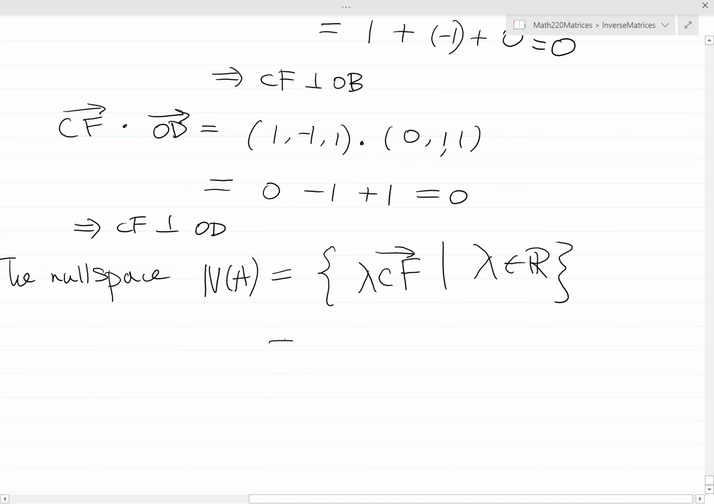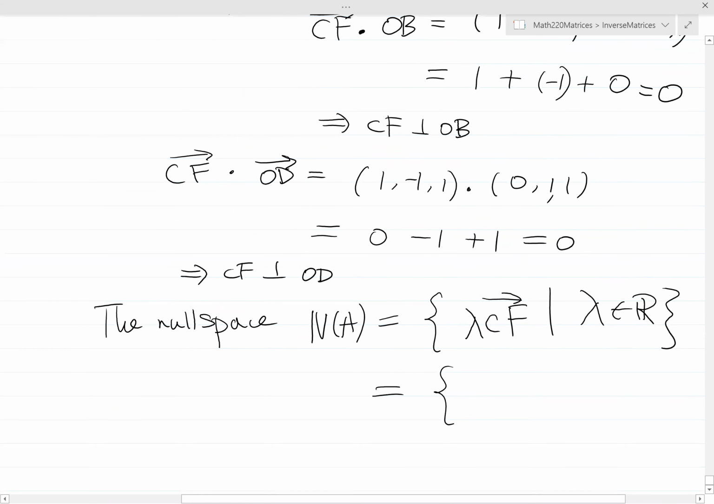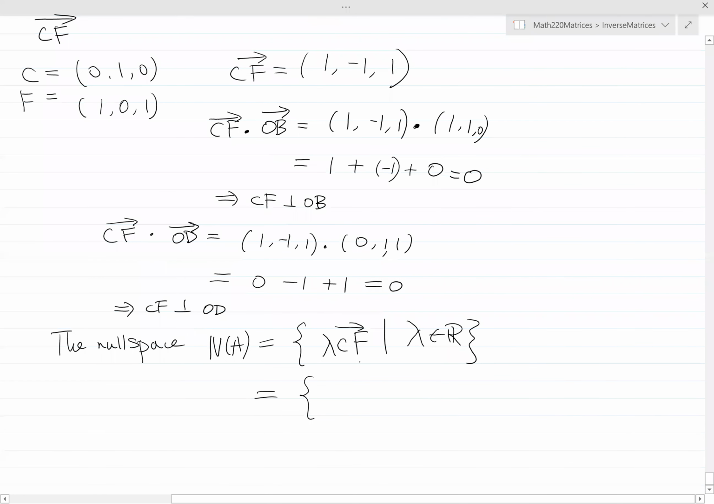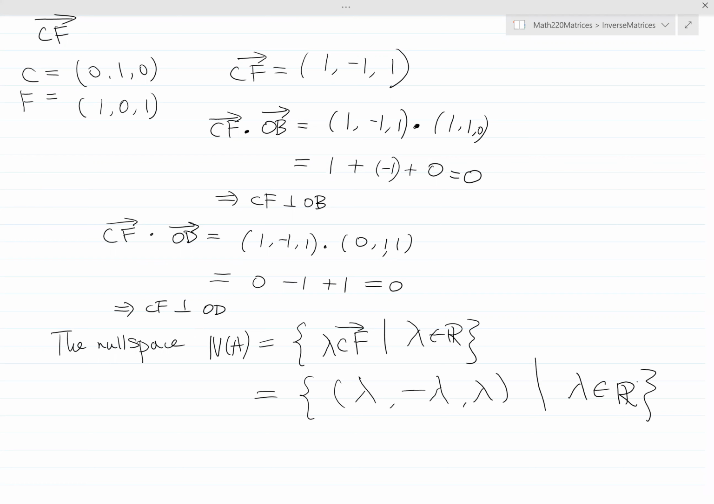If you write it in coordinate form, we already have the coordinates of CF. It's 1, negative 1, 1. Multiply everything by lambda, so it's lambda, negative lambda, and lambda, where lambda is in R. So this is actually the vector space. So this is the null space of A.